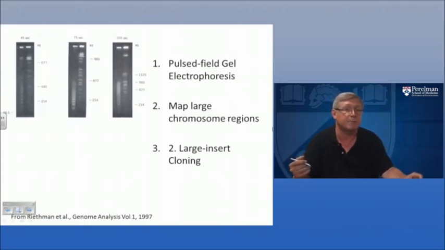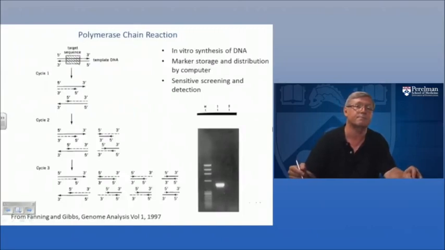And this enabled the mapping of very large chromosome regions, and also enabled the development of large insert cloning technologies, in particular yeast artificial chromosome cloning and bacterial artificial chromosome cloning.